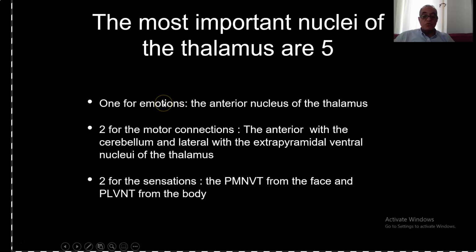One is for the emotions, which is the anterior nucleus of the thalamus, and two related to motor connections, which is the anterior ventral connected with the cerebellum and the lateral ventral, which is connected to the extrapyramidal system. And for the sensations, we have two: the posteromedial ventral nucleus of the thalamus and the posterolateral ventral nucleus of the thalamus, the posteromedial carrying sensation from the face and the posterolateral carrying sensation from the body. So one for the emotion, two for motor connections, and two for the sensations.